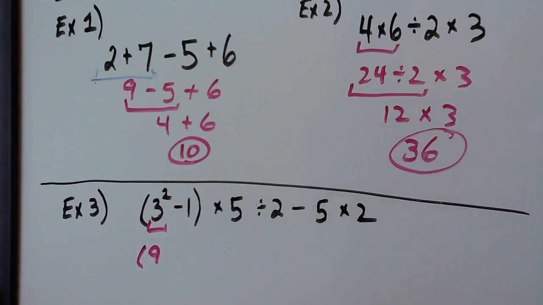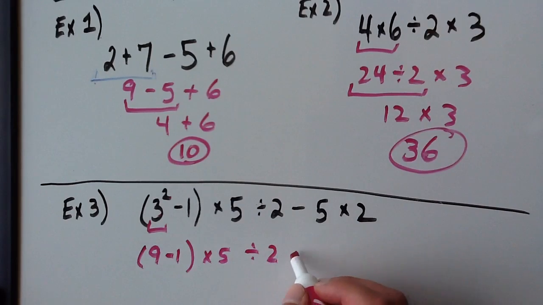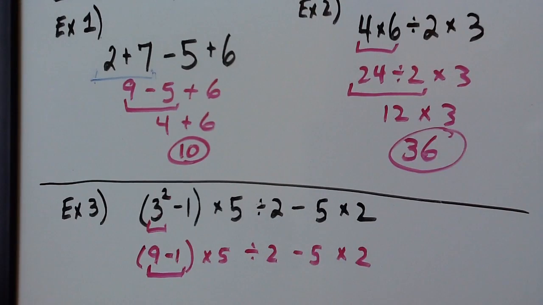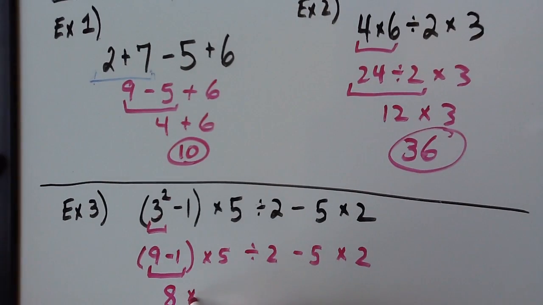And so I'm going to keep the parentheses, and then everything else I'm going to copy. So inside the parentheses, I have 9 minus 1. I still have times 5 divided by 2 minus 5 times 2. I just bring everything else down to the next line. I still have parentheses in this expression, so I must do what's inside the parentheses. 9 minus 1, I'm going to put a little bracket to show that I'm focused on this. That's what I'm doing. 9 minus 1 is 8. Everything else gets brought down. Times 5 divided by 2 minus 5 times 2.